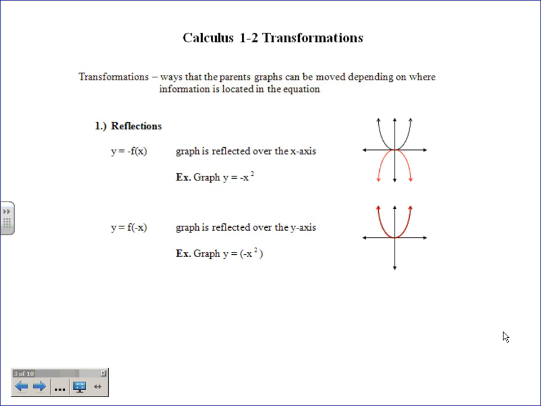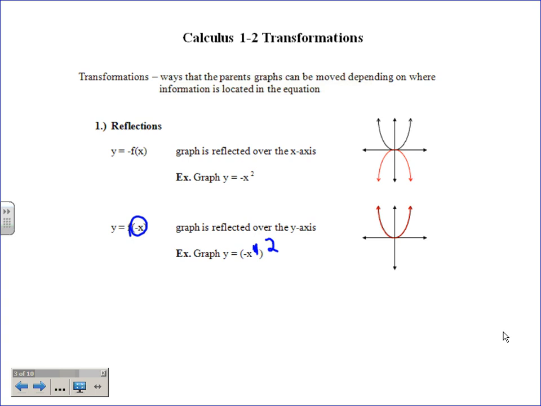Slight typo on this one, the squared should be on the outside. You see how the negative x is inside the function there? And so the squared should be on the outside, so fix that on yours. And that actually reflects it over the y-axis. Well, x squared probably wasn't the best choice to show you something that reflects over the y-axis, because if it reflects over the y-axis, it reflects onto itself.